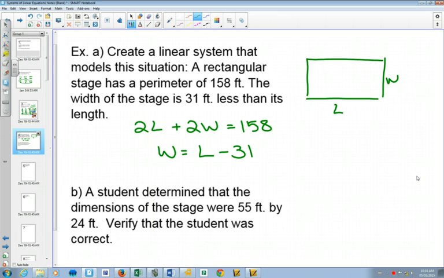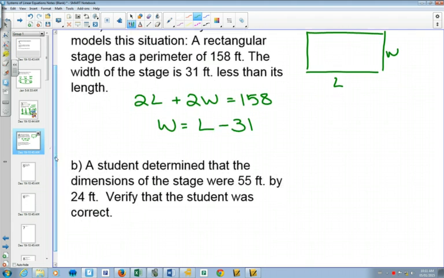Now, a student figured out that the stage was 55 by 24. Does that actually work? I'm going to call this equation 1 and this one equation 2. Let's check equation 1. Which one would be the length, the 55 or the 24? 55, because according to this, the length is longer.